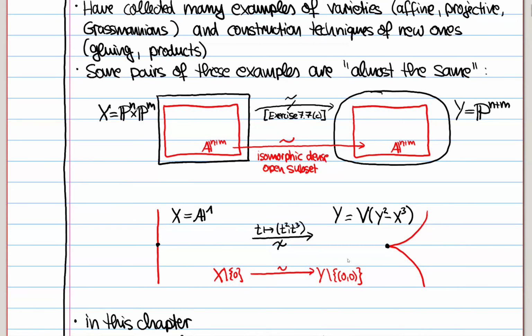Because essentially, once you remove the point (0,0), then you can write down the inverse of this map, which sends (x,y) to y divided by x. So again, we have the situation that we have a big, dense open subset in X and in Y, which are the same, which are isomorphic, but X and Y themselves are not isomorphic. And so this we want to talk about more.